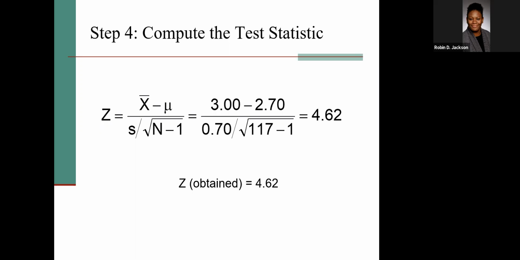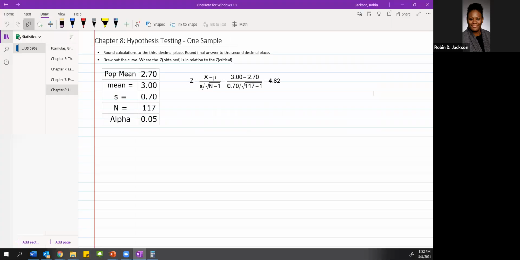So at this point, I will go to my OneNote. And just for reference, I put the information that we needed back up here. Remember, the population mean is 2.70. The sample mean, that's what this is, the sample mean is 3.0. The sample standard deviation is 0.70. And the number of people in our sample is 117.